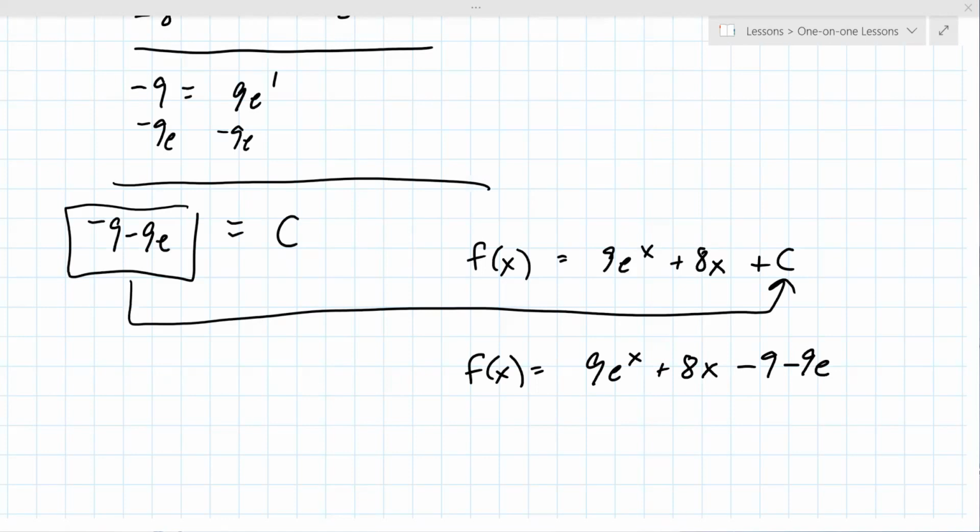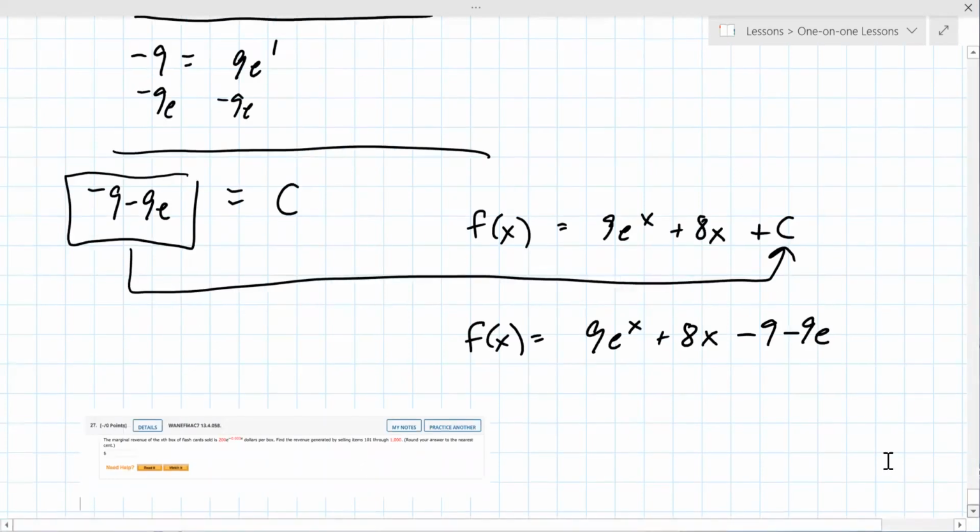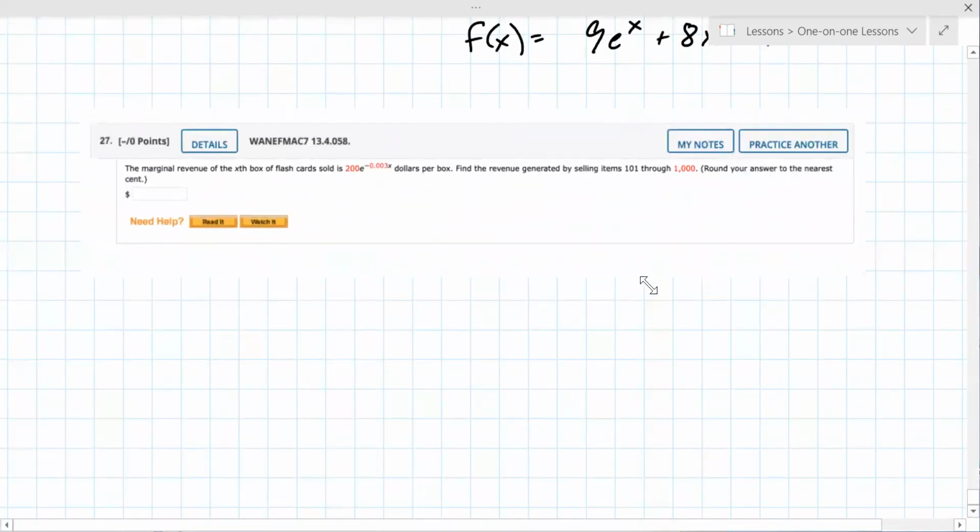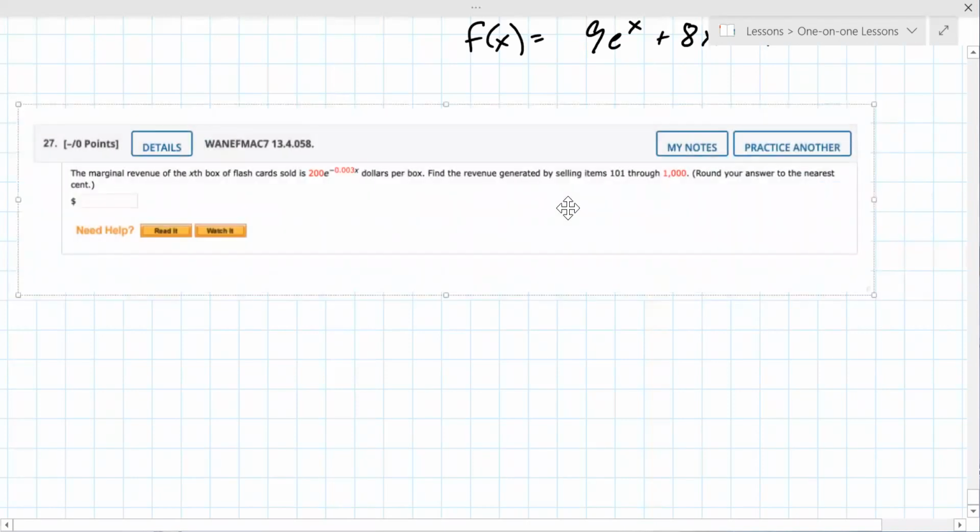Okay, so we'll go to 27. Oh, that's odd. 27 doesn't snip in well. All right, so 27 has to do with marginal revenue. The marginal revenue of the x box of cards sold is this. Find the revenue generated by selling items 101 through 1000. So this one, they're giving you the marginal revenue. They're giving you R prime. R prime is 200e to the minus 0.003x.